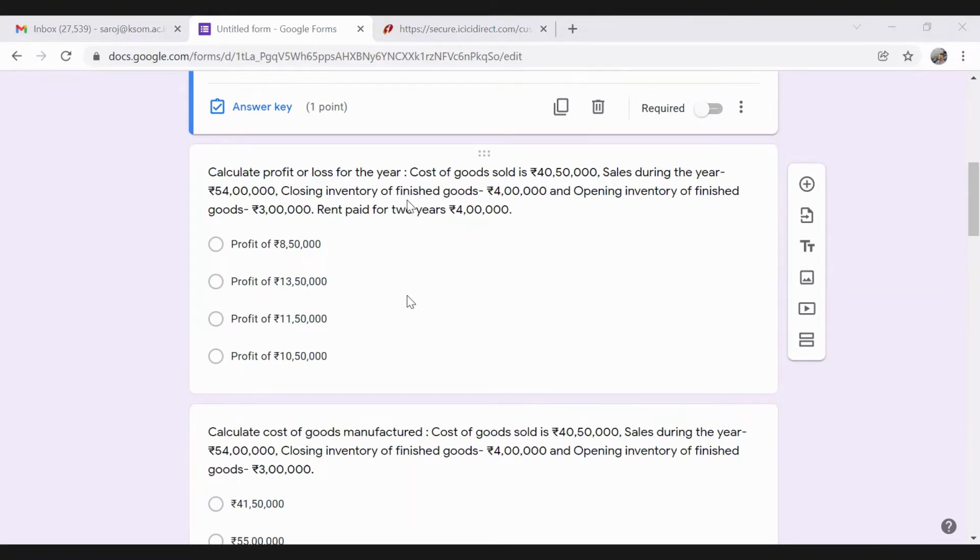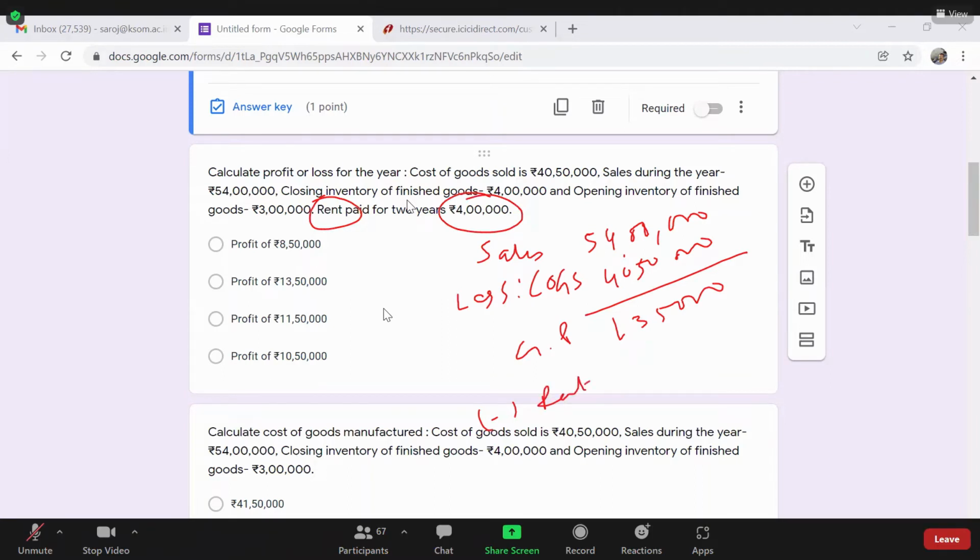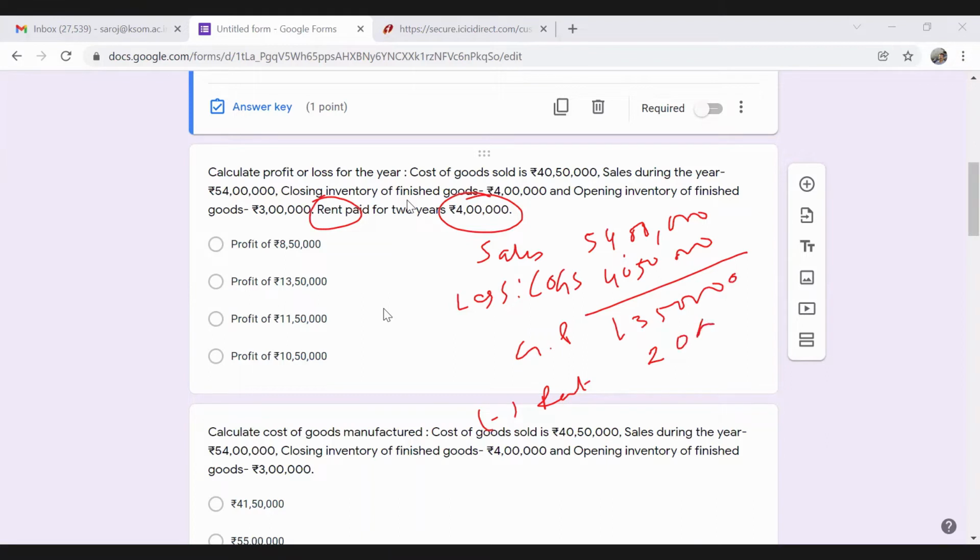Okay, so for finding out the profit, we prepare one income statement, and the income statement starts with sales. Sales is 54 lakhs. And if you recall the income statement, we deduct cost of goods sold. Cost of goods sold is 40,50,000. 13,50,000 is your gross profit. Operating expenses: rent is the only operating expense, but it is for 2 years, so I will take rent for 1 year. This is 11,50,000.